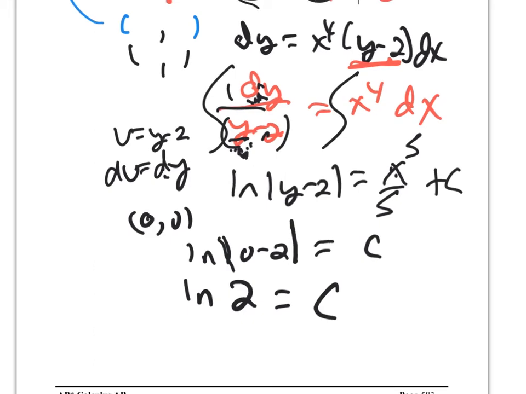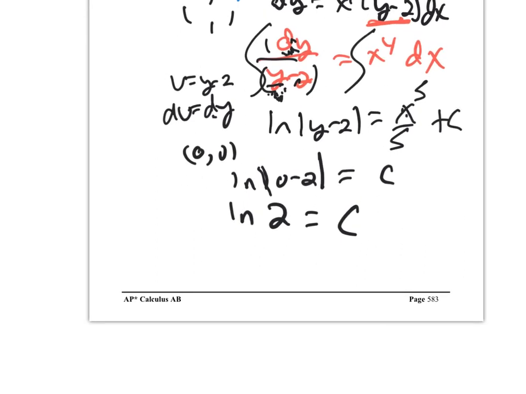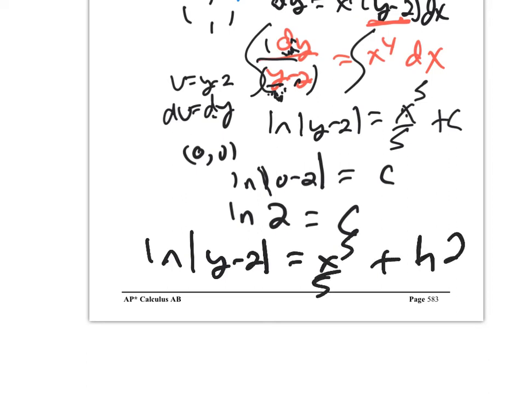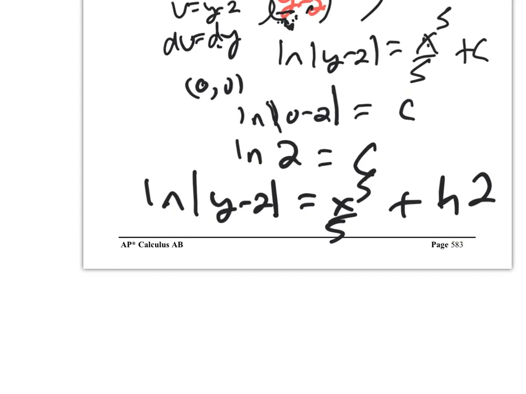So the actual equation is, oh, I'm not even done yet. It's natural log of absolute value y minus 2 equals x to the 5 over 5 plus natural log of 2. The reason it's not done is you've not solved it for y. That's the hard part. How do I solve this for y? I think you can do it in one step and get full credit. It'll be ugly, but they have to give you credit. How do I get rid of the natural log to get the y out of there?